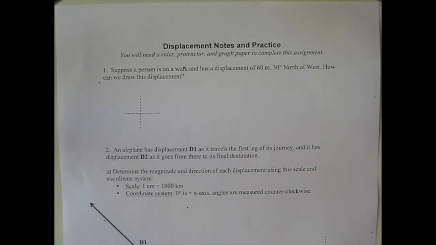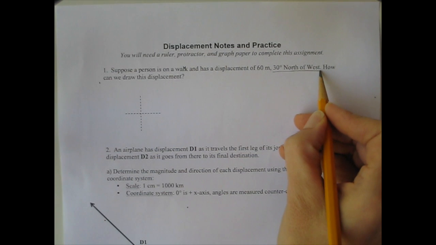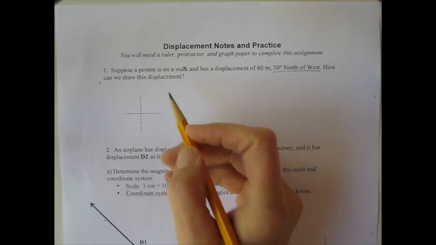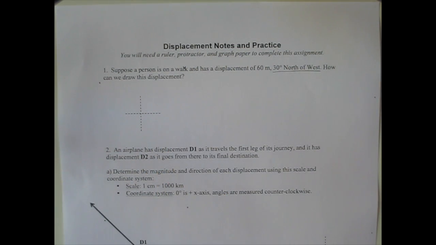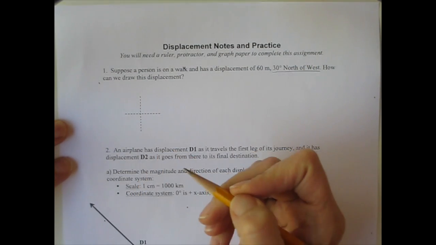So number 1 says, suppose a person is on a walk and has a displacement of 60 meters in this direction, 30 degrees north of west. How can we draw this displacement? Whenever you're going to draw a displacement, you need to have a coordinate system.